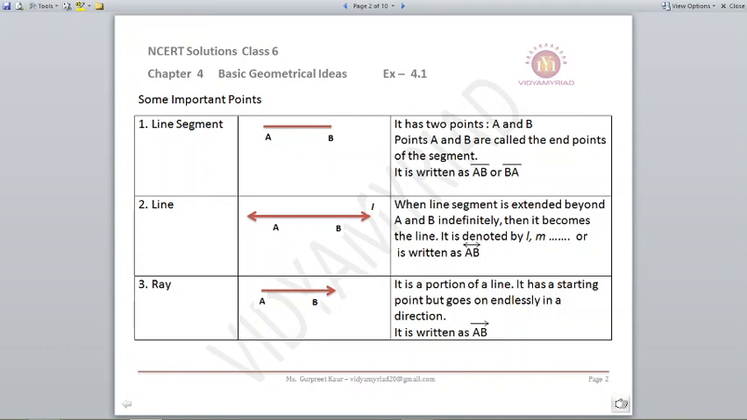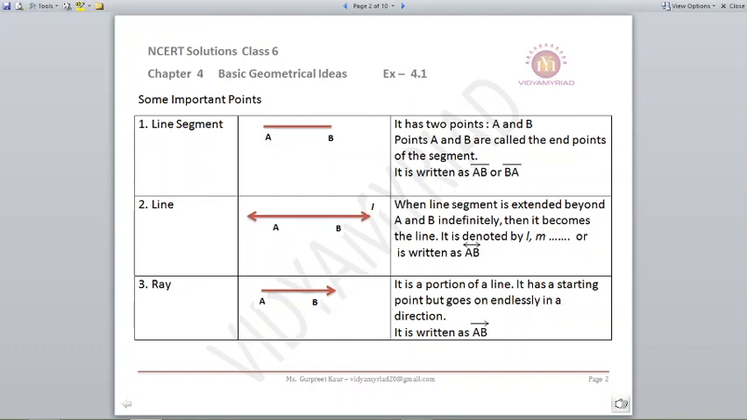Now let's talk about a line. When this line segment you extend indefinitely, then it is known as a line. It can be represented in two ways. Either you can write it in italics, like I have given the name to this line as L. You can give it anything, and usually it is written in italic form. And it can also be written as AB with a 2 arrow sign. 2 arrow sign means it is extended beyond A and B indefinitely. There is no end to it. So that is known as a line.